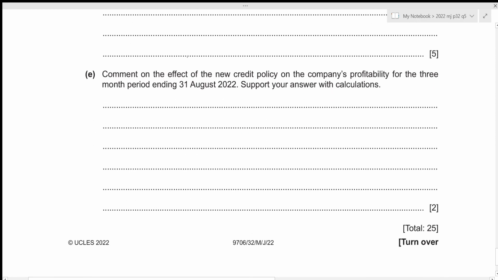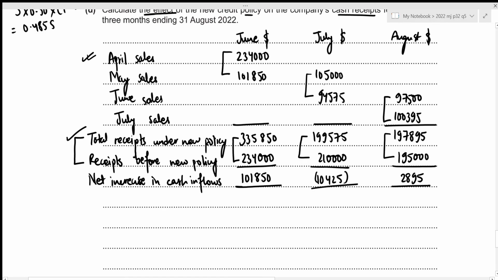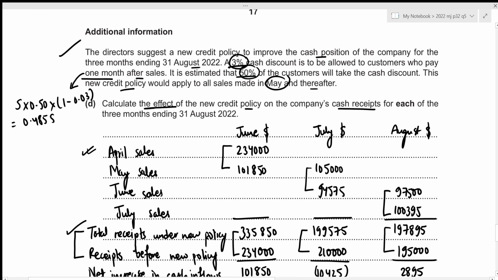We need to comment on the effect of the new credit policy on the company's profitability for the 3-month period ending 31st August 2022 by supporting our answer with calculations. So there will be only changes in the time frame of receipts and payments, but this does not affect our income statement since we only include the actual sales and the actual purchases for those 3 months. But remember that we are now allowing a new 3% discount. So this will definitely affect the profit. Since we're allowing the discount, that will be our expense. So let's just first figure out our total discounts.